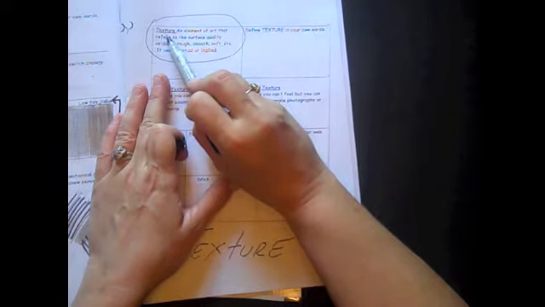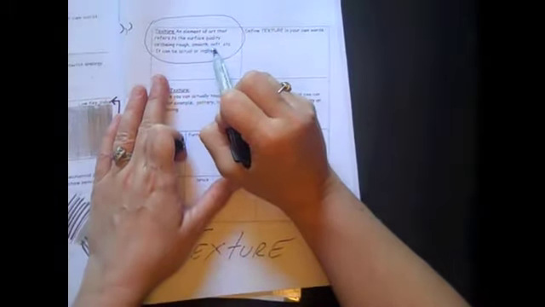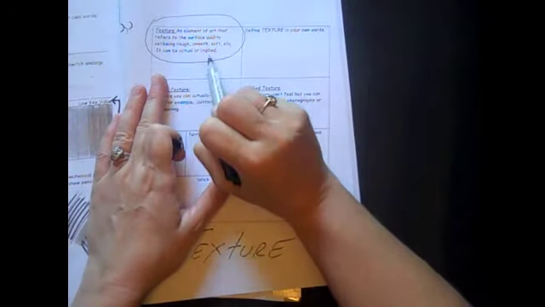Go. Texture, an element of art that refers to the surface quality as being rough, smooth, soft, etc. It can be actual or implied. Here you're going to write your own definition of texture. Actual texture, put a circle around that definition. Everything with a circle on it will be on the test.